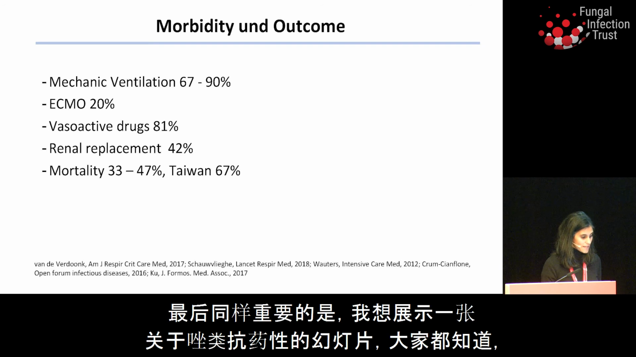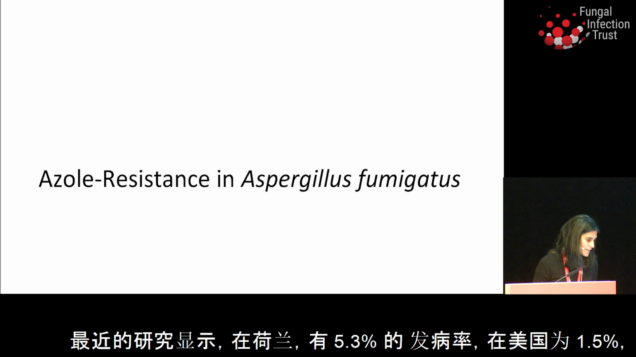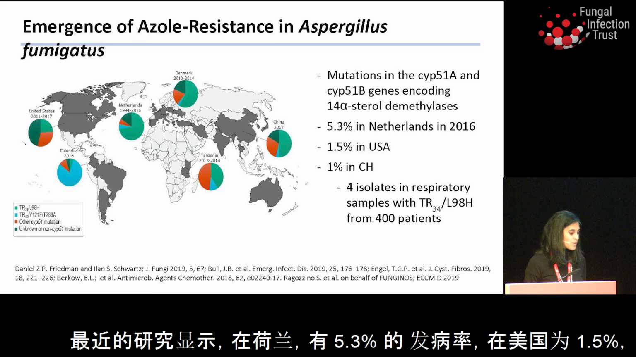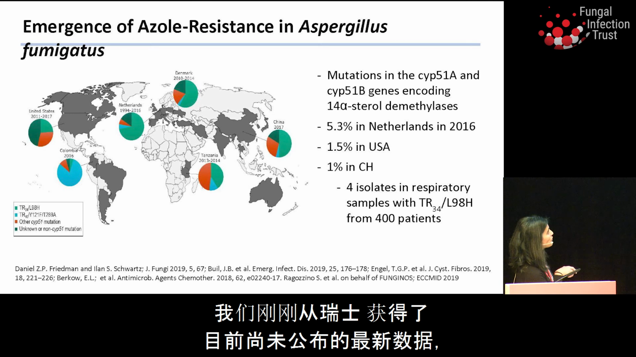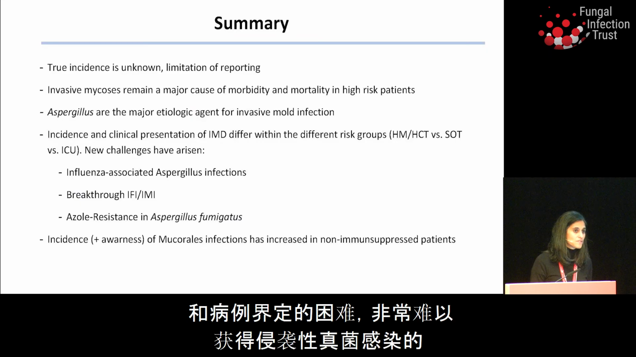Last but not least, I would like to show one slide on azole resistance. As everyone knows, in the Netherlands there has been an incidence of 5.3%. In the USA, in a recent study, 1.5%. And we just have recent data from Switzerland, currently unpublished, showing that we also have around 1% incidence of azole resistance. So I would like to summarize.